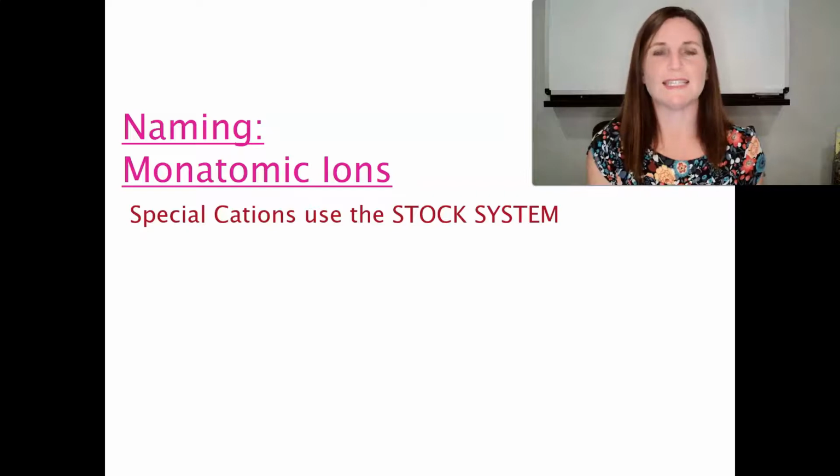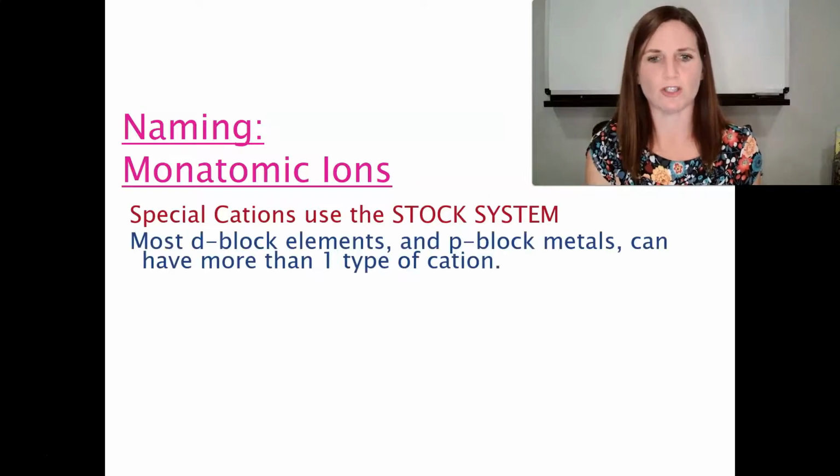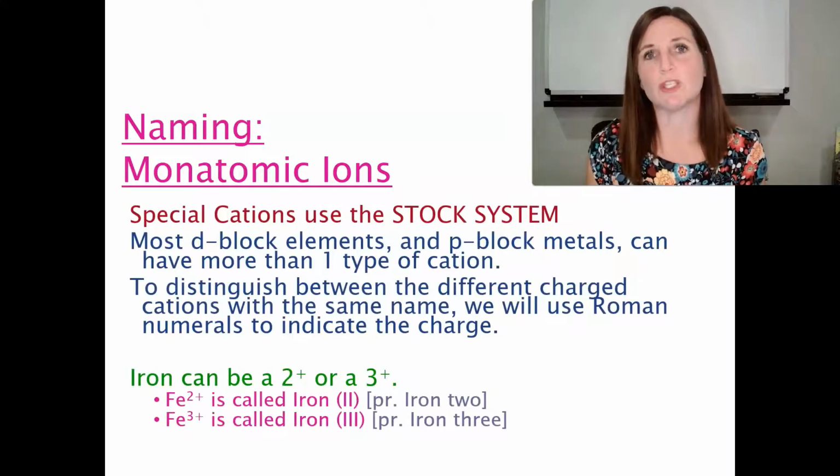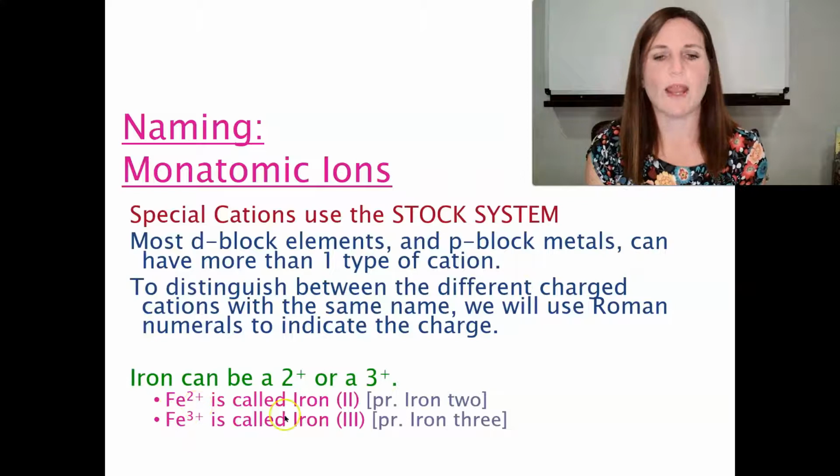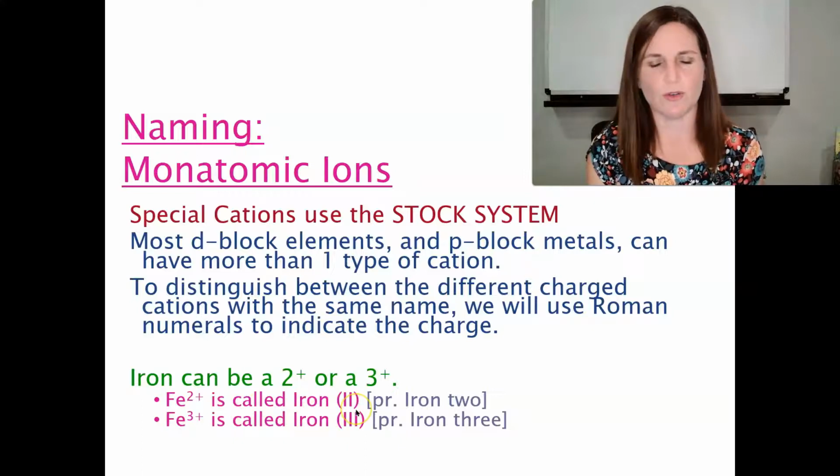The difference is that we have to identify their charge. To distinguish between the charges, we just put Roman numerals in parentheses to identify their different charges. So if we have iron with a 2+ charge, we write it out as iron and then a 2 in Roman numerals, and we call it iron 2.